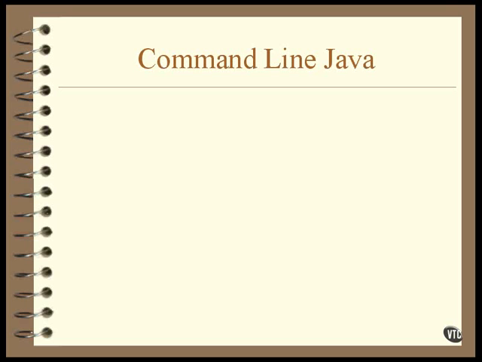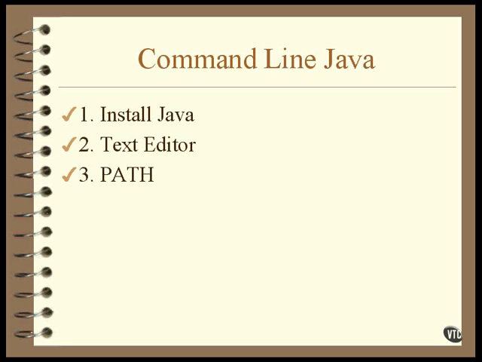This lesson is about installation of the command line version of Java. Now this course is taught using the command line version. Of course, if you've elected to use an IDE, you won't need to do any of this. To install the command line version of Java, you'll need to do three things: download Java from Sun, select the text editor that you'll be using, and set your system's path variable.